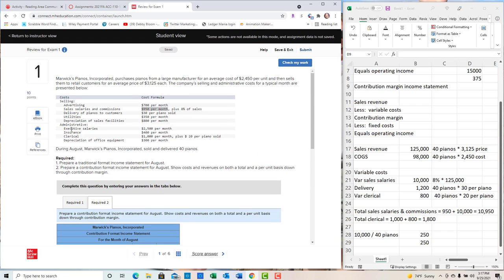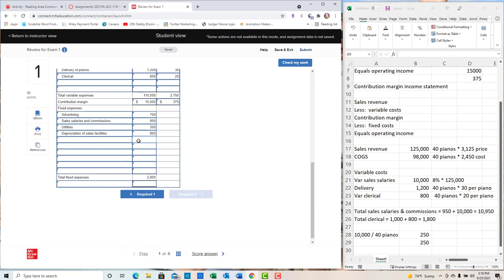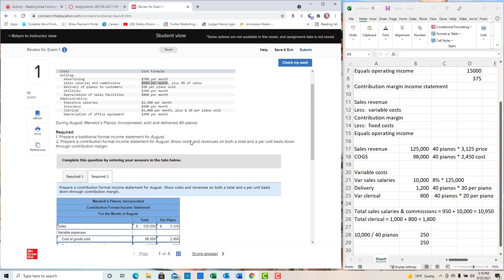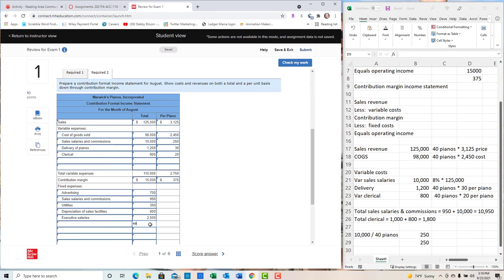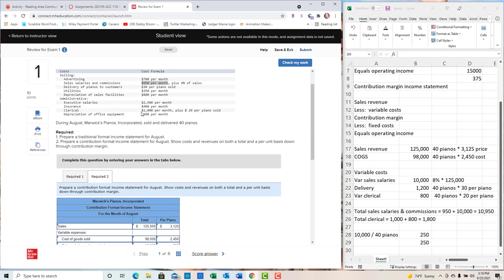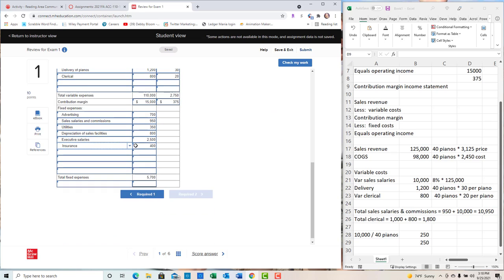Moving on to the remainder of the fixed costs, we have executive salaries at $2,500 per month. The next one we have after executive salaries is insurance at $400 per month. We pick up only the fixed portion of the clerical. The $20 per piano sold was picked up in the variable costs. So in the fixed costs, we only pick up the $1,000 per month.